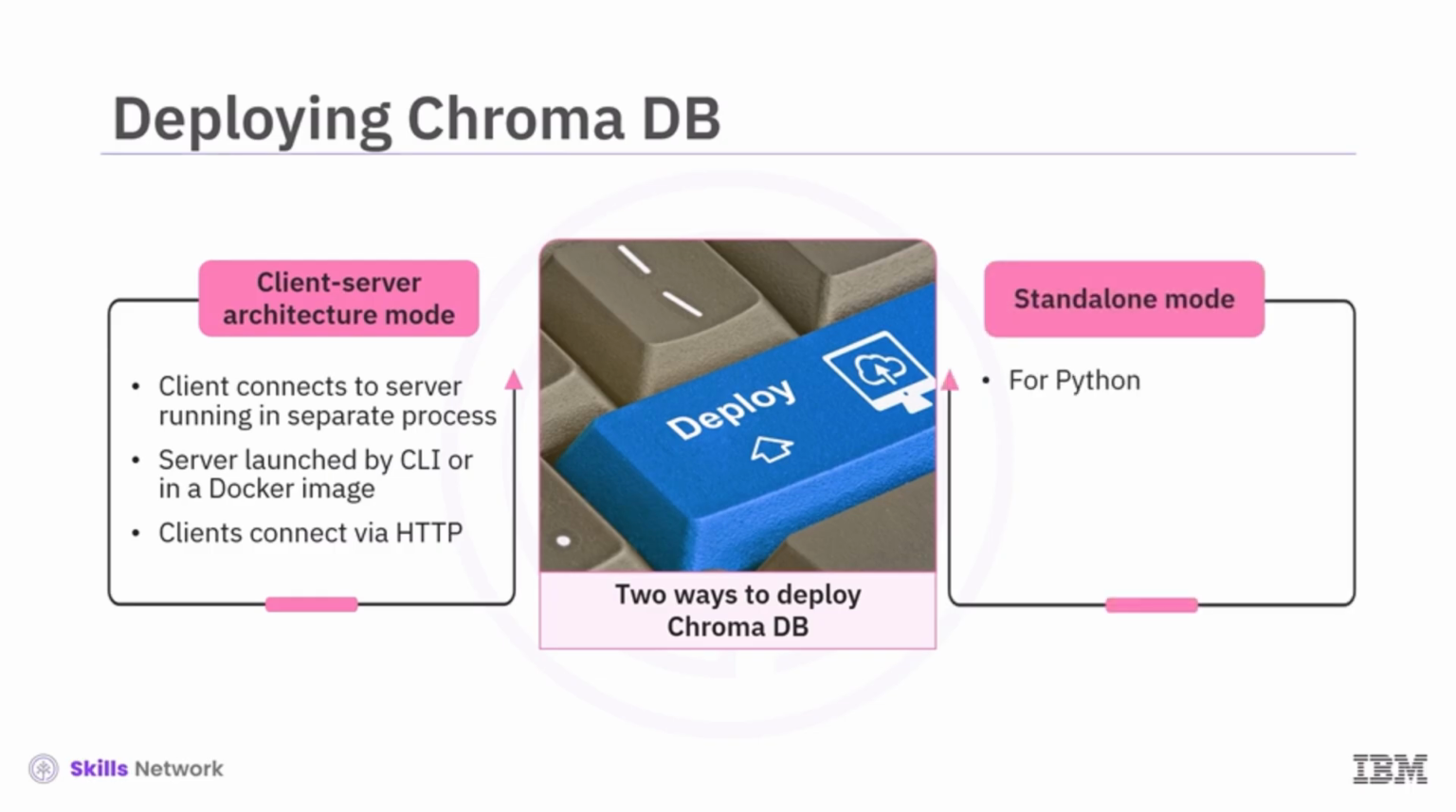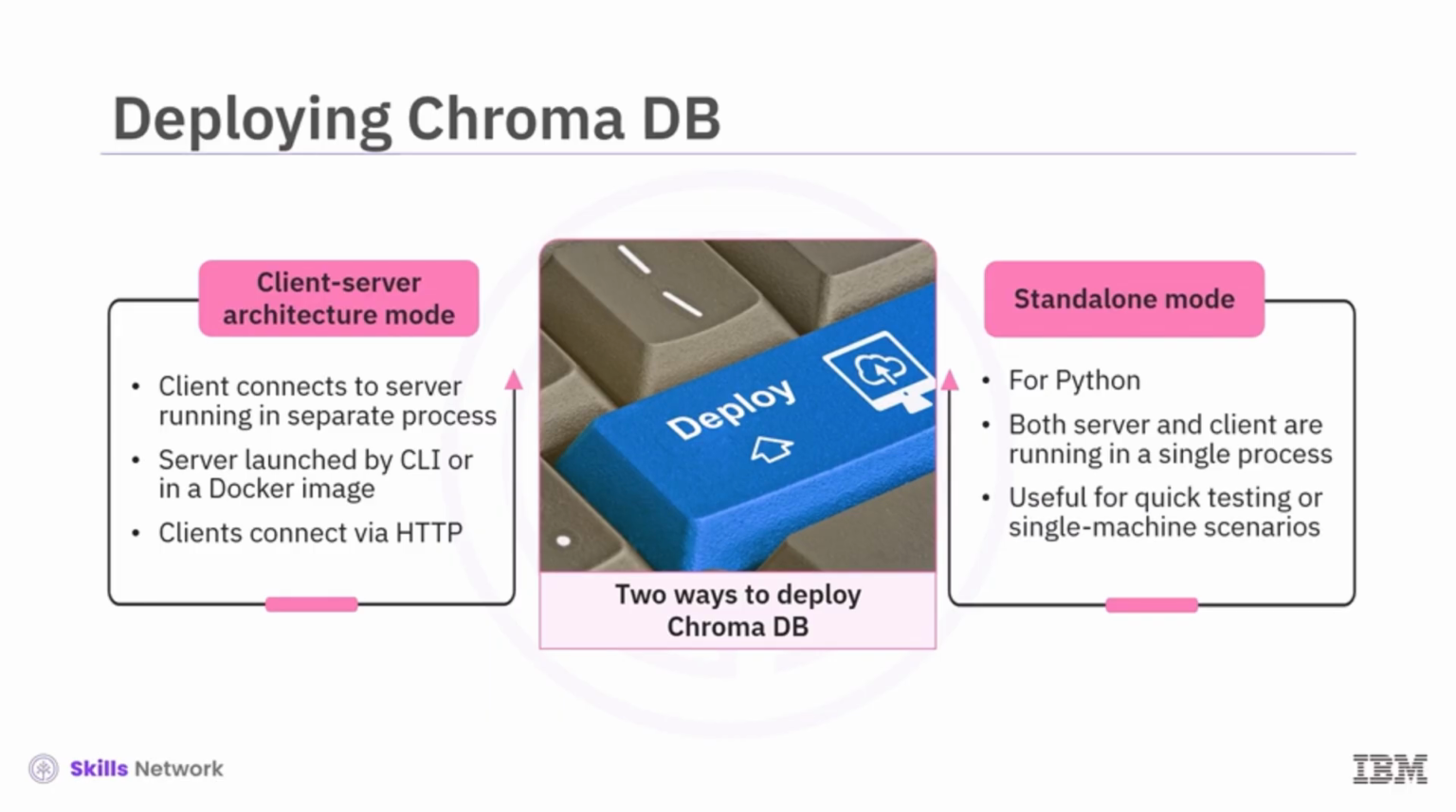For Python, Chroma can run in a standalone mode instead of the typical client-server setup. In standalone mode, both the server and client functionalities are run within a single process. This mode is useful for quickly testing Chroma's features or when the server is expected to always run on the same machine as the client.